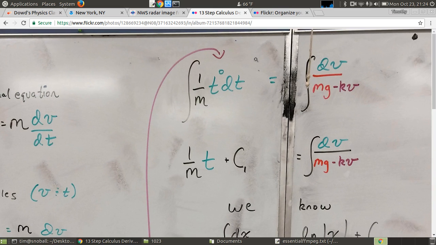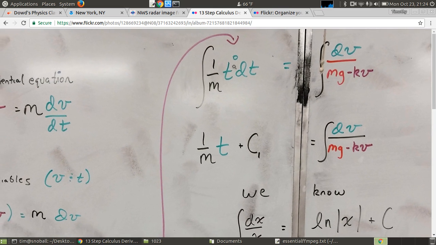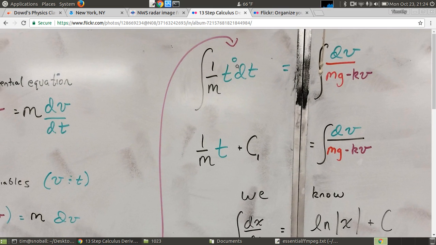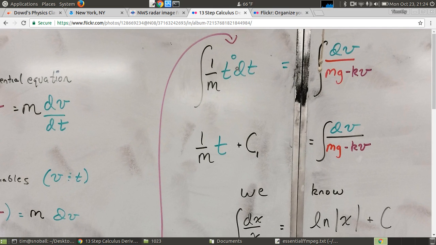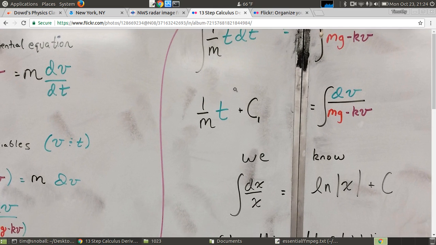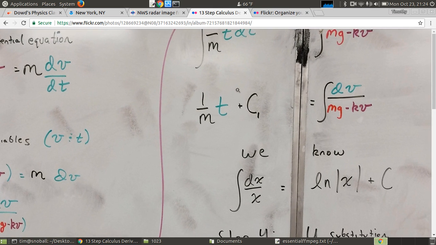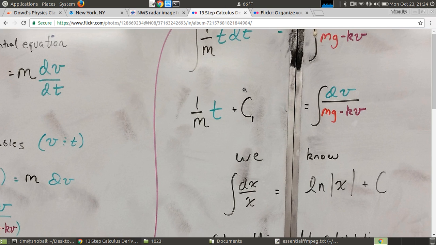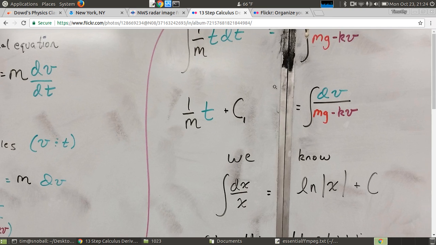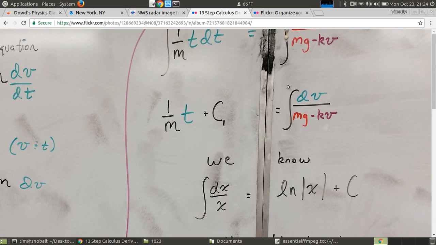So I'll do what I did before. I've just added in a t to the 0 here since that's just 1, and that makes it really clear that the integral on this side is simple. It's just 1 over m times t plus whatever constant is there. We can't forget that there's missing information. Notice I've left this integral the same because it's tricky.